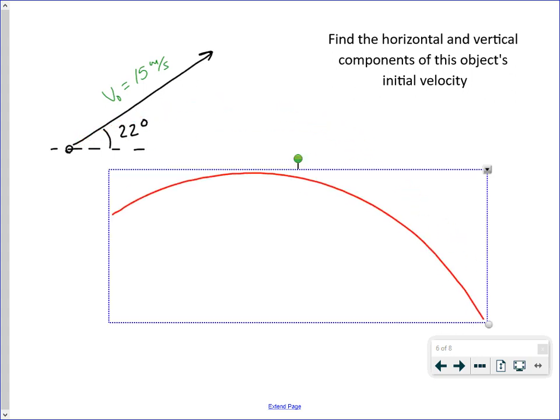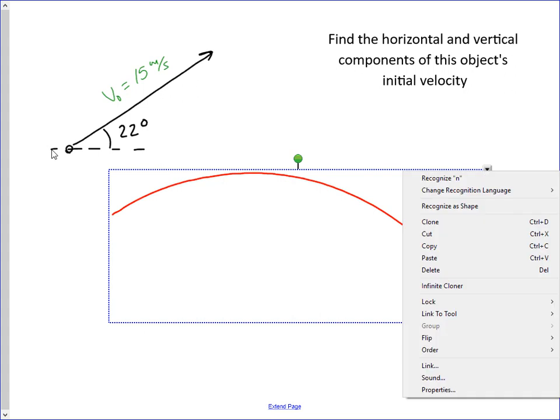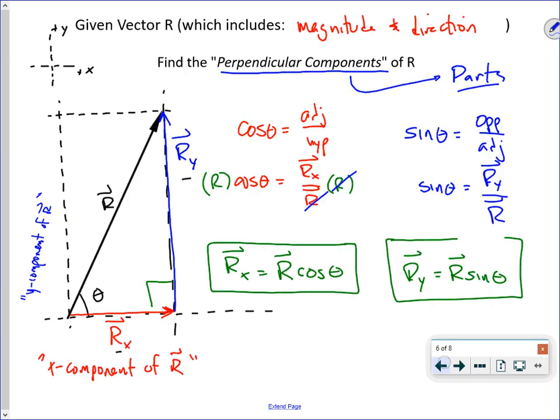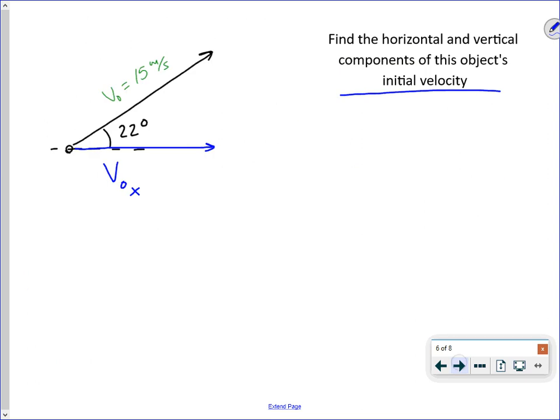And so for us, it'll be real important to know things like, how fast was this object initially moving horizontally? How fast was it initially moving vertically? And so it's not a bad idea to sketch them. We don't need rulers and protractors anymore. This is the nice thing. This is what we would call V0x. Wait, I thought it was called Rx. Well, it's called Rx if it's a part of vector R. So this is called V0x because it's a part of vector V0.